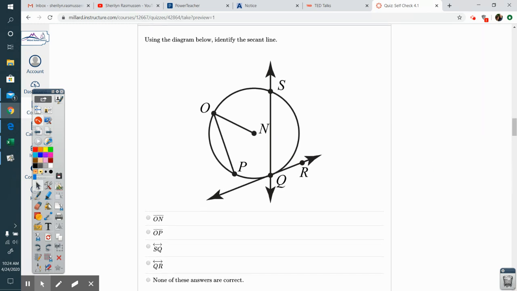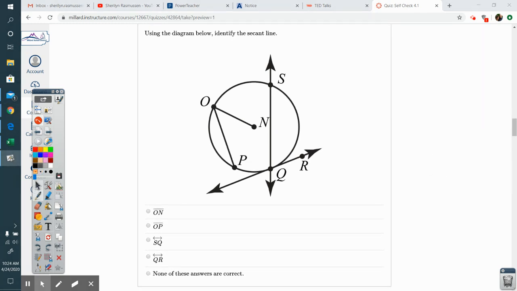Using the diagram below, identify the secant line. So we look through quickly. ON is a radius. No. OP is a chord. It is not a secant line because it doesn't continue. SQ is a secant line because it continues. QR is a tangent line. It is not a secant line, so that's not it. So SQ is the only option there.